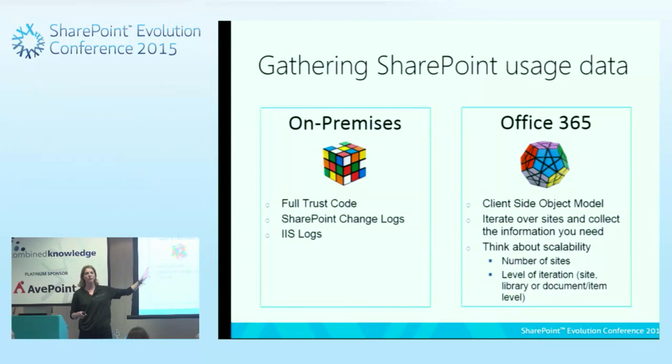If we're in Office 365, we don't have access to any of that. We can't use full trust code, and we don't have access to any of the logs. We only have access, basically, to anything that we can access through the browser. So to gather information in Office 365, we would have to use the client-side object model. We just iterate through our SharePoint environment, through our SharePoint structure, to request the information that we need to determine whether we are successful or not. So we iterate over sites and site collections, and when you do that, you have to think about the scalability of your solution.